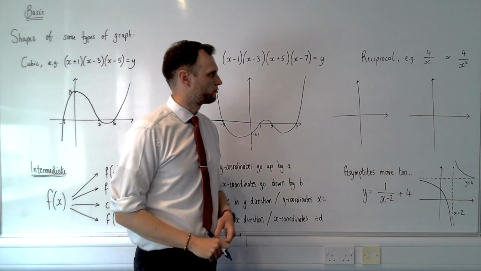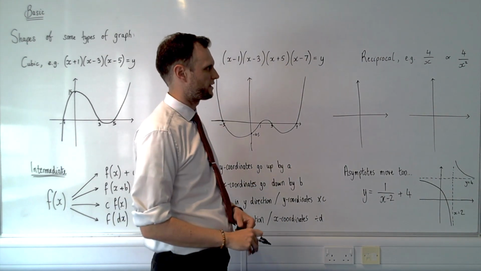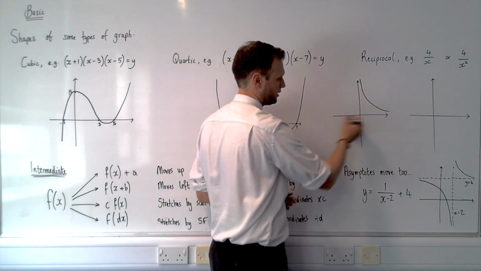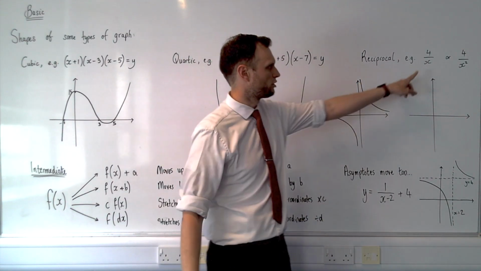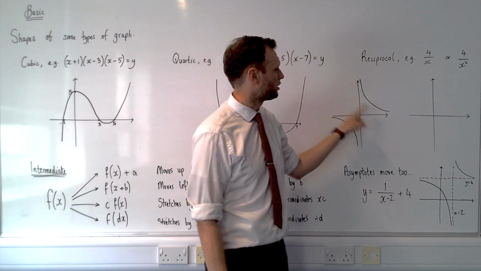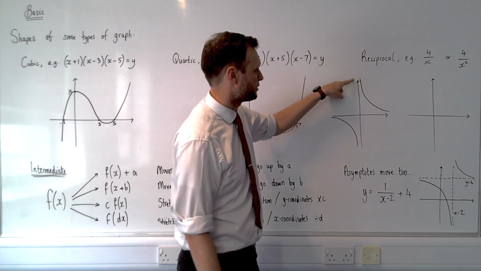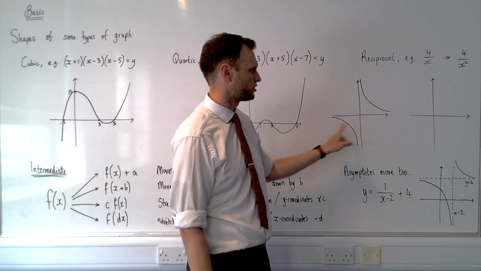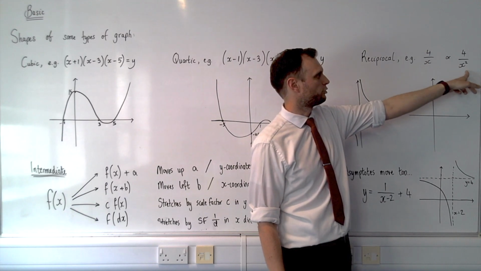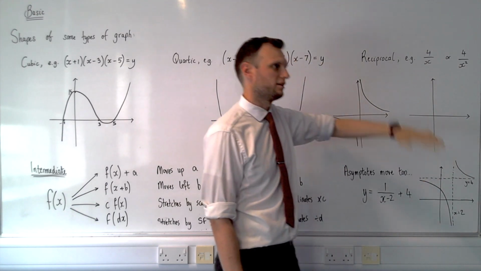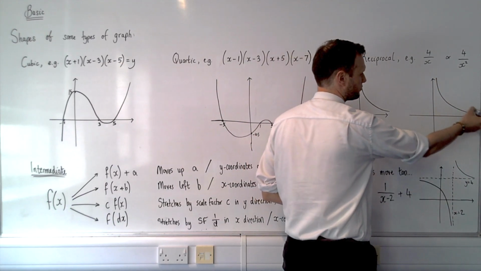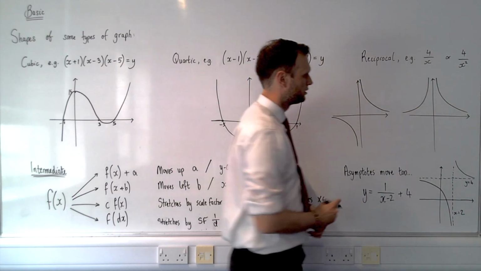Reciprocal graphs are the last ones. Now a reciprocal graph, they all basically look like this. If it's just 4 over x or anything over x, as long as that thing is positive, it's going to look like this. If it's negative, then it's going to be in the other two quadrants, so quadrant 2 and quadrant 4. If it looked like this, 4 over x squared, that just means that it can't be negative, because anything squared is positive. So it's going to have this shape.